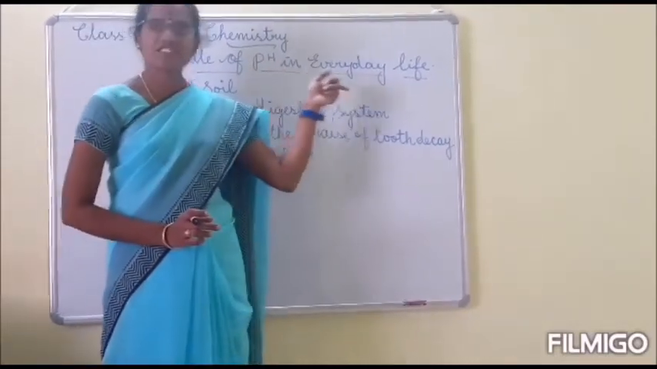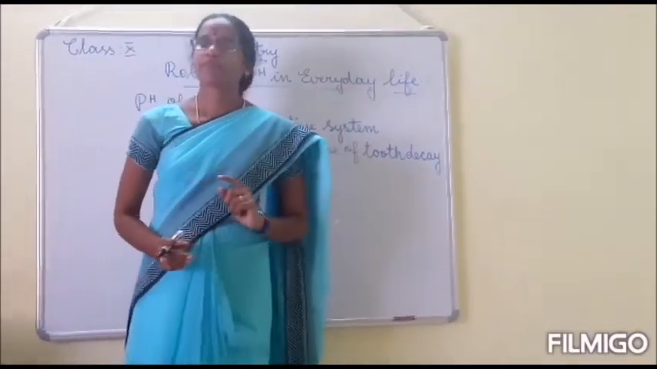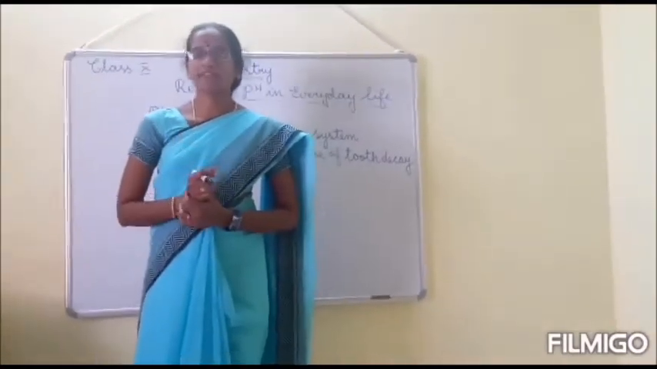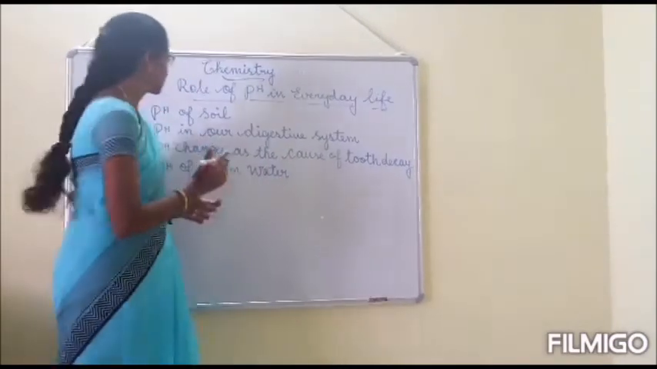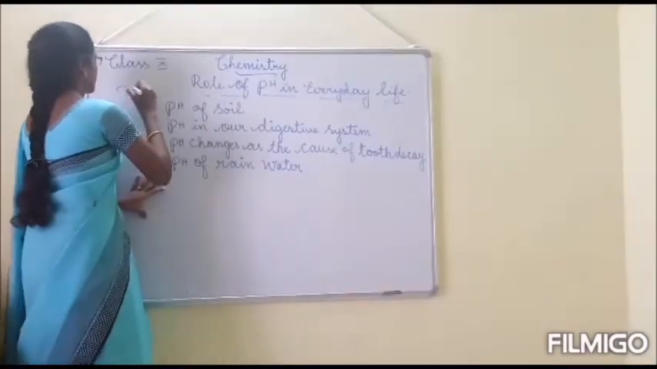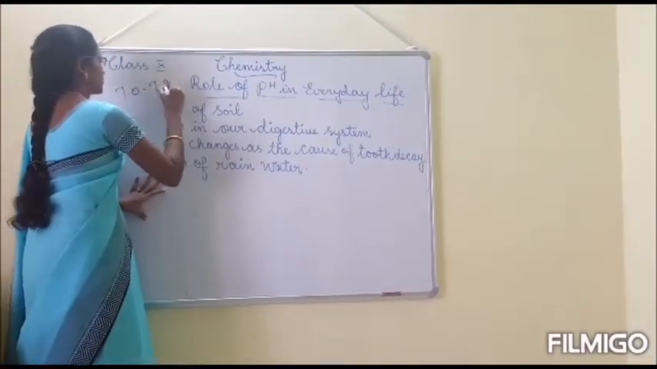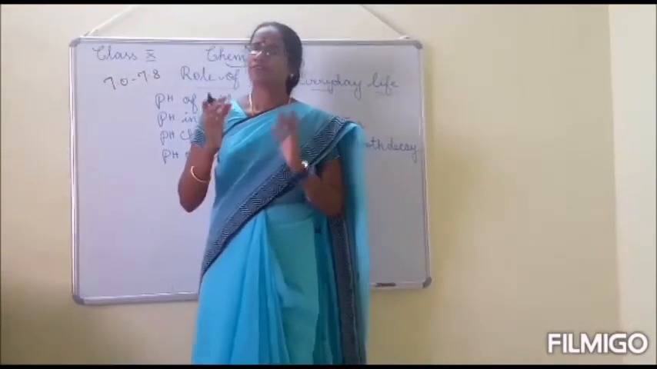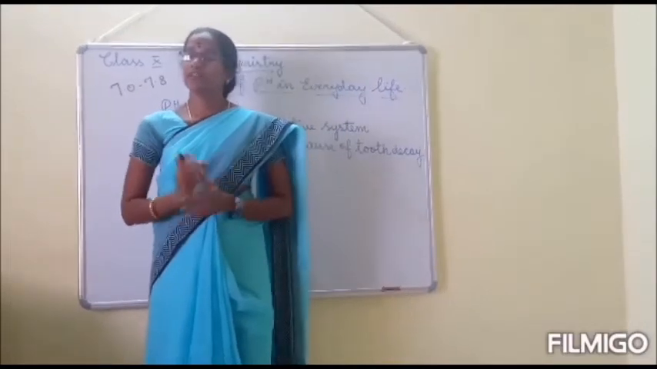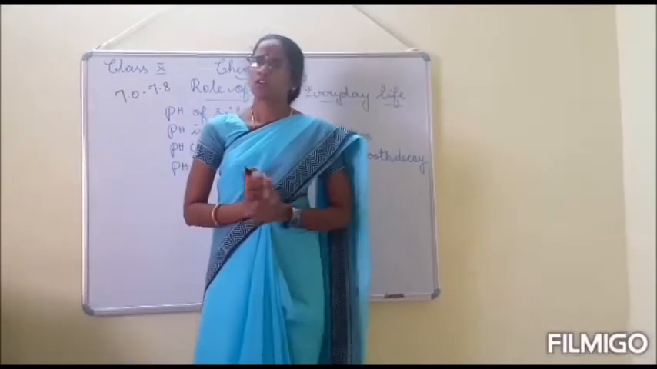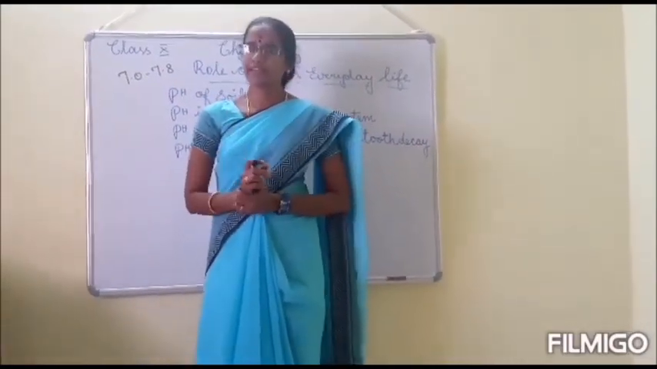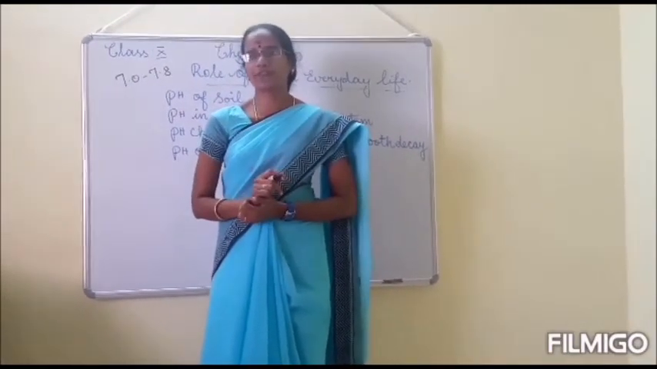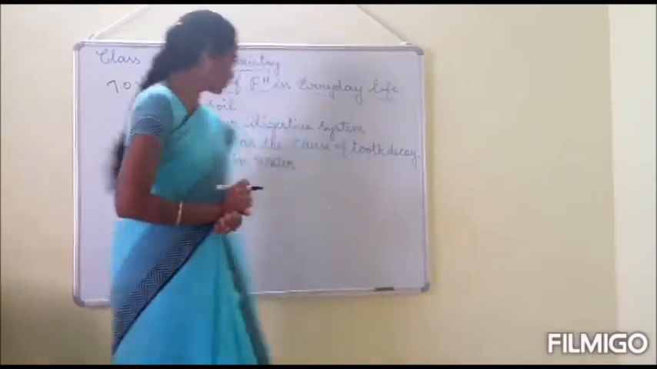Role of pH in everyday life. Our body works within the pH range of 7 to 7.8. In our body, different fluids have different pH ranges. For example, the pH of blood is 7.35 to 7.45.